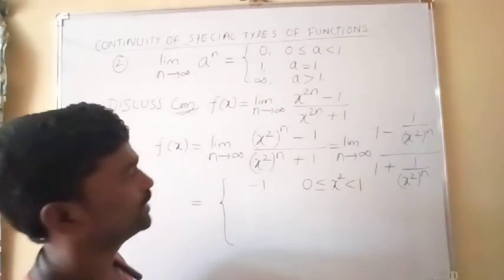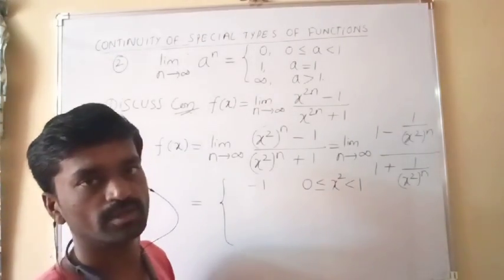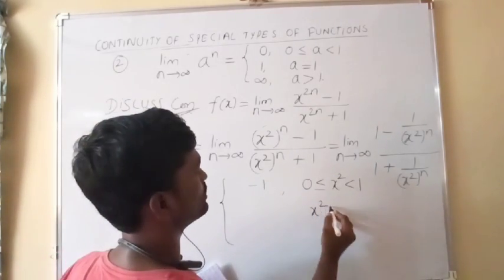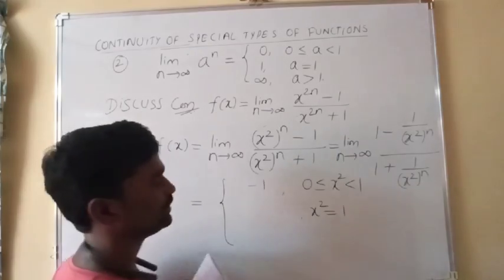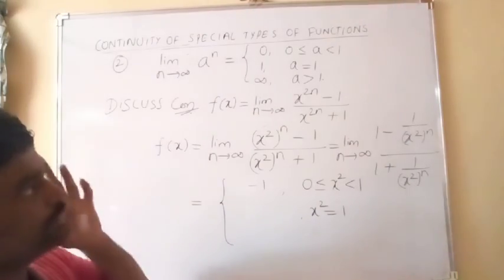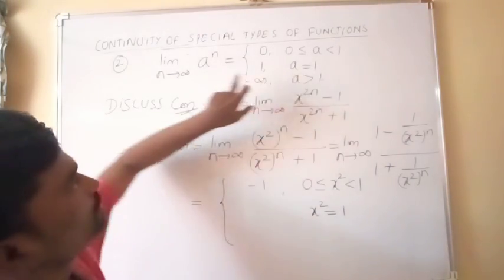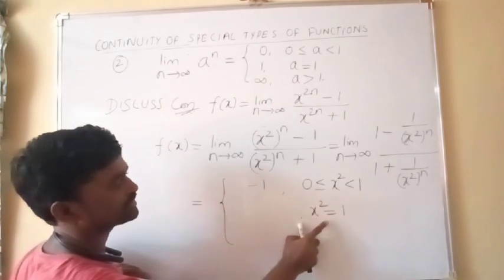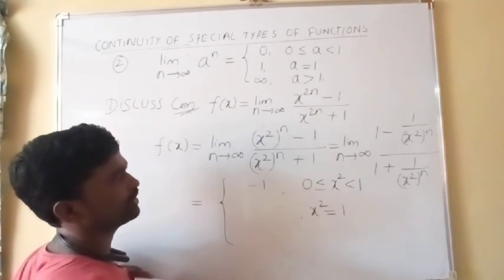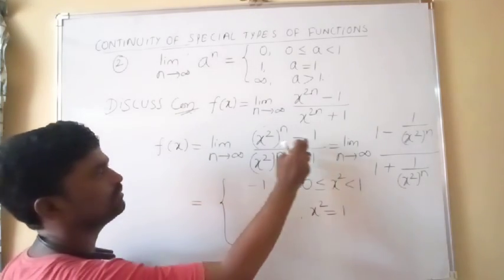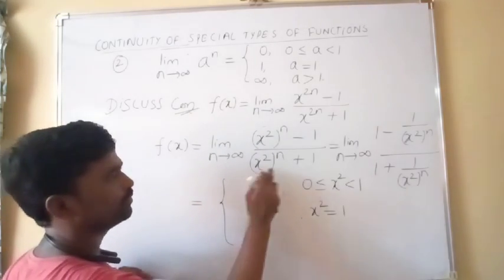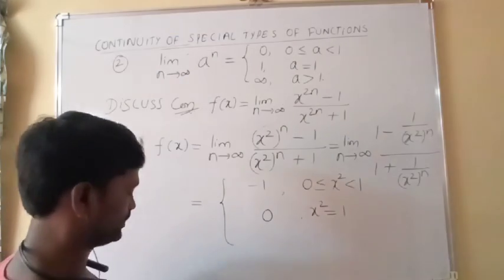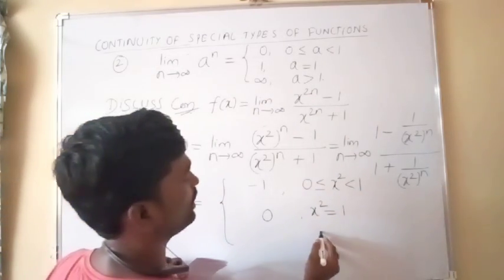Next, the second case is a equal to 1. Is it possible for x square to be 1? Yes, it is possible. So the second case: x square is equal to 1. When x square is equal to 1, that means when a is equal to 1, what is a power n? 1. So x square whole power n value is 1. So 1 minus 1, 0, by 1 plus 1, 2. So 0 by 2, what will you get? 0.